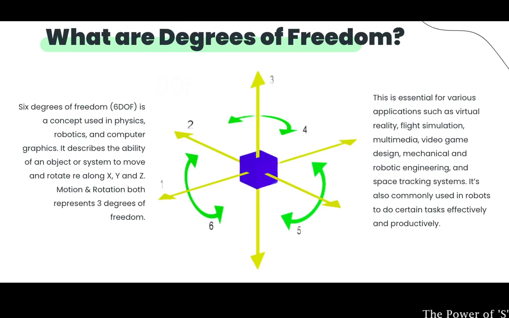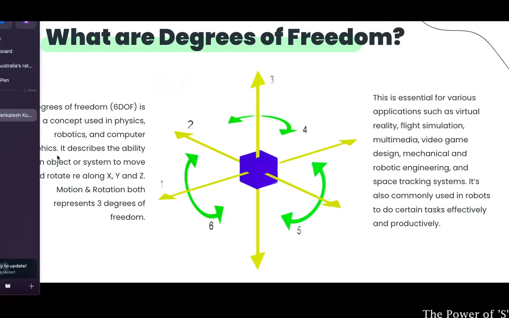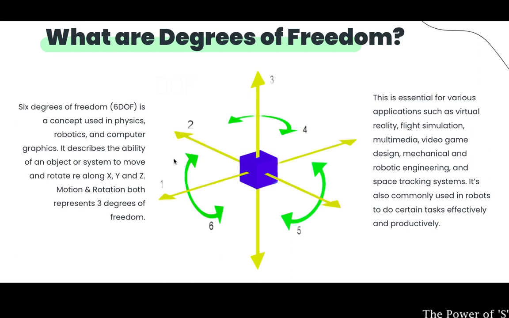Now, what are degrees of freedom? As you probably got a hint there, it's basically how it can move. The 6 degrees of freedom is a concept used in physics, robotics, and computer graphics. It describes the ability of an object or system to move or rotate along the X, Y, and Z axis. So it can move up, down, left, right. It's just how it works.